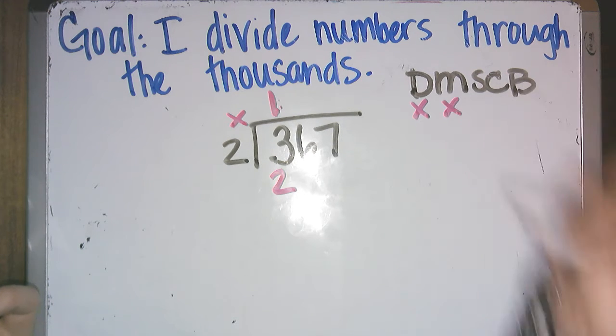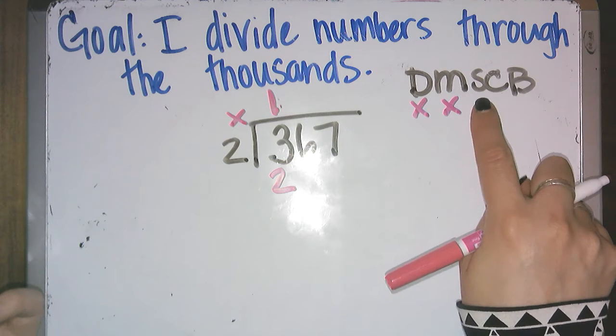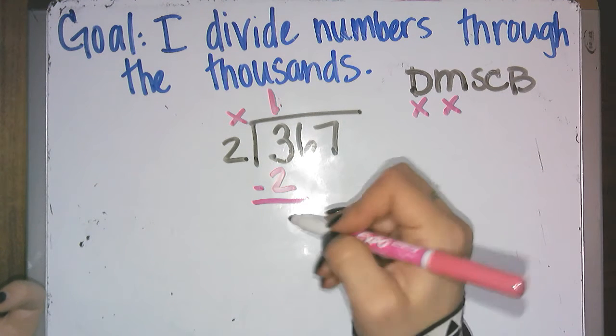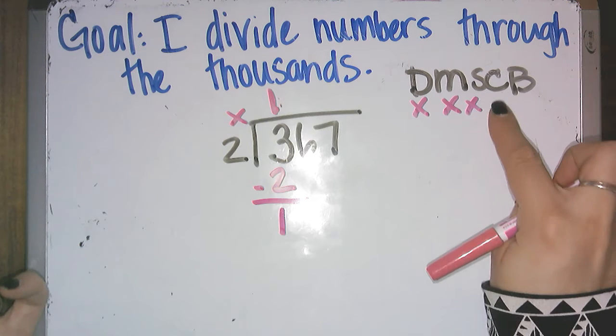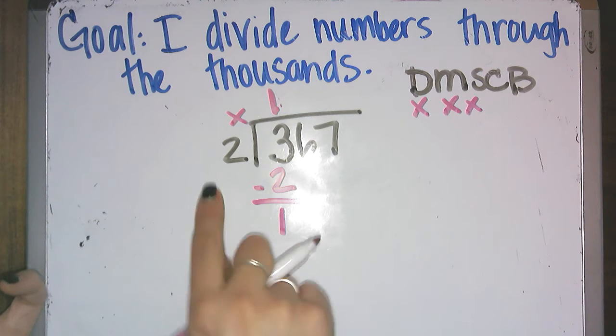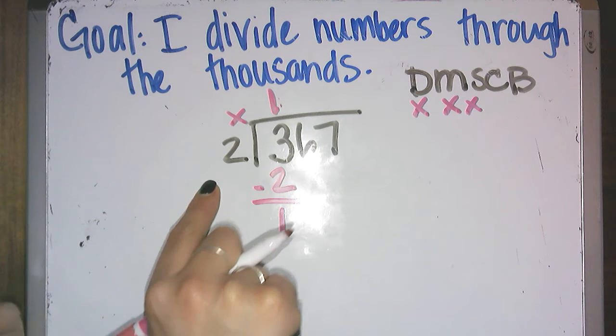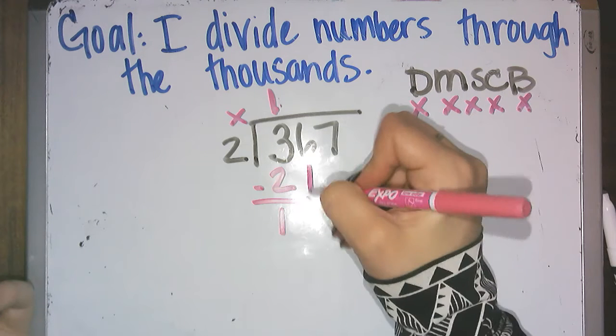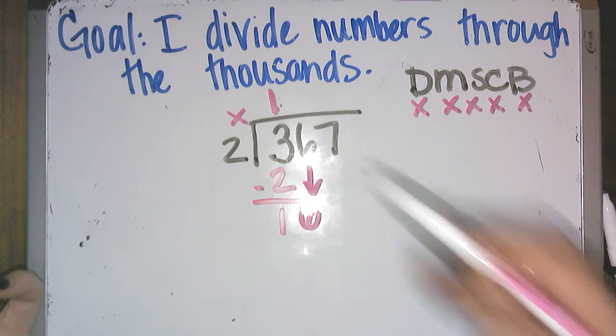So now I've multiplied. Next is subtract. 3 minus 2. And 3 minus 2 is 1. Now I need to check. Is 1 less than 2? 1 is less than 2. So I'm good to go. So I bring down my next number. And my next number is 6.